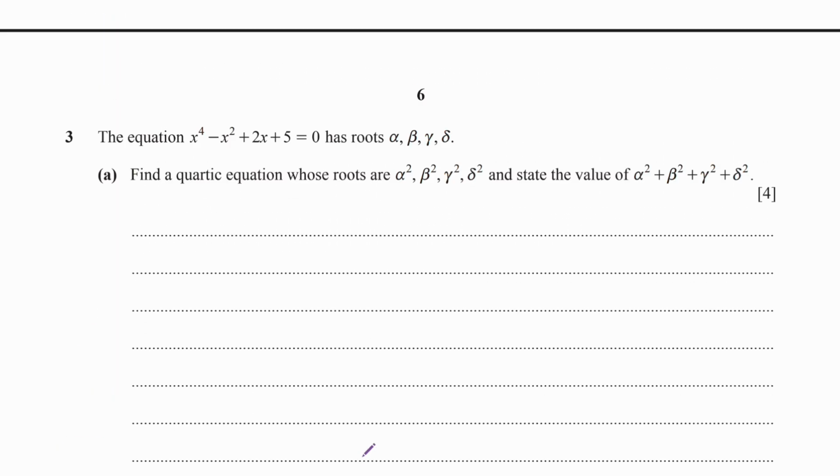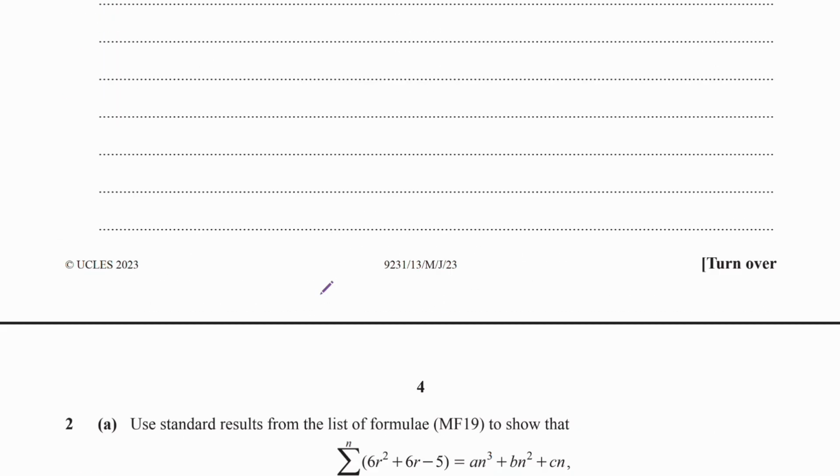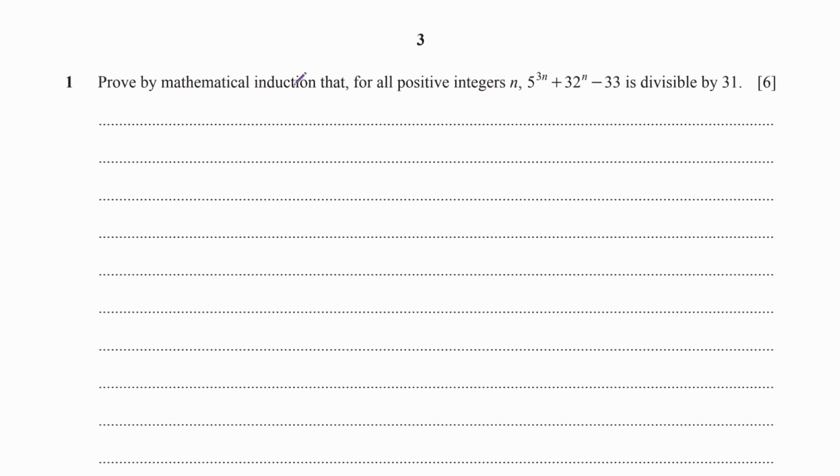So let's do our example on divisibility, and this will actually start making sense right now, because what does this ladder talk about, right? Okay. So, prove by mathematical induction that for all positive integers n, so we have to underline this, 5 to the 3n plus 32 to the n minus 33 is divisible by 31.